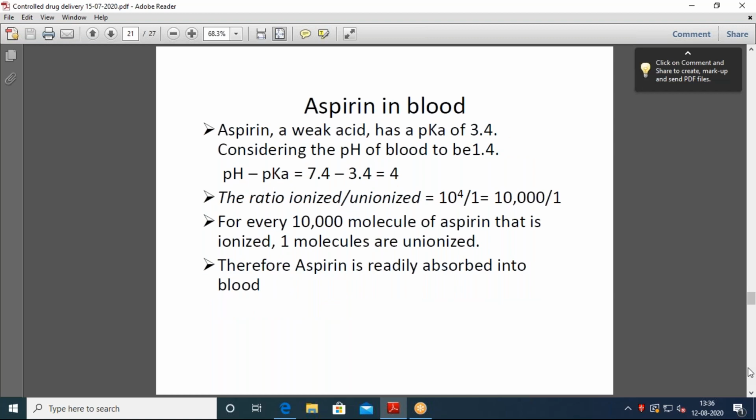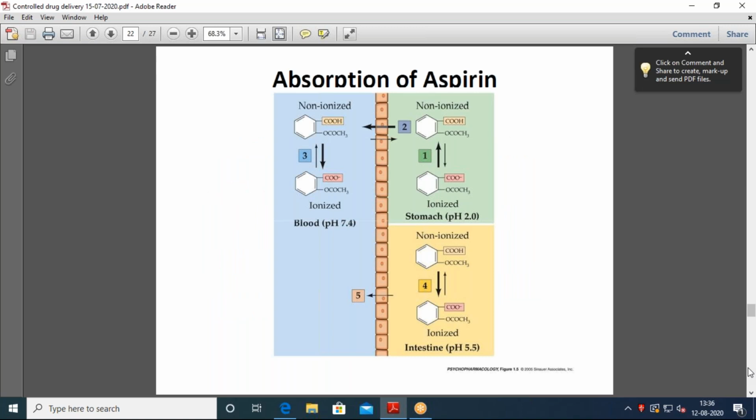Whereas one more example is there. This you need not worry about. This is a pictorial representation of the absorption of aspirin, how it remains ionized and how it remains unionized, what may happen in the stomach and in the intestine. In the stomach, it is mainly present as non-ionized or unionized species, whereas in the intestine it will be present as the ionized species. That's what will happen.